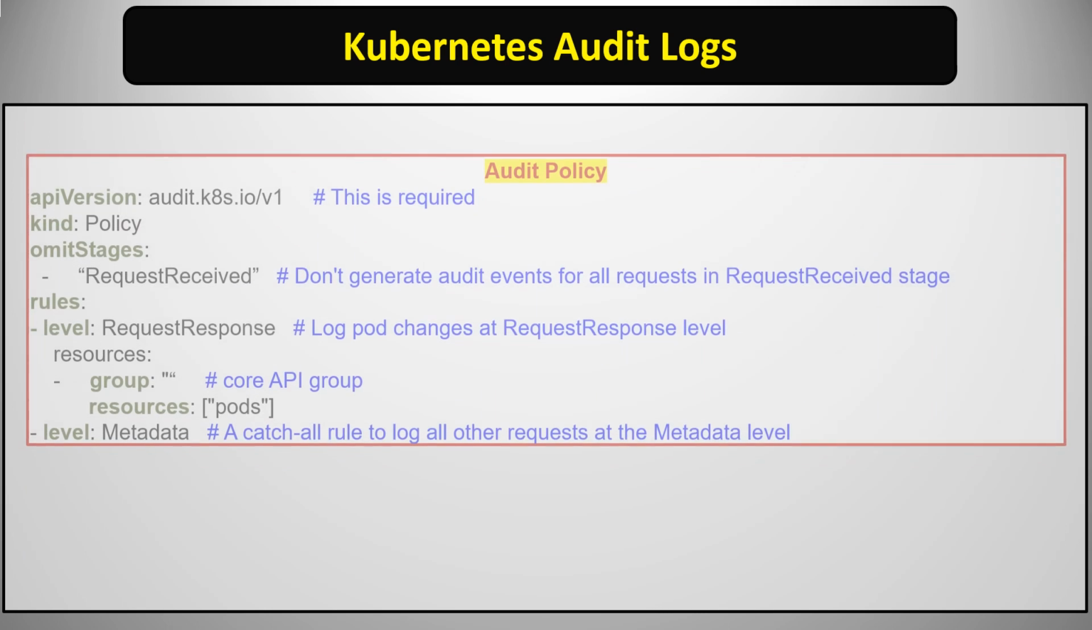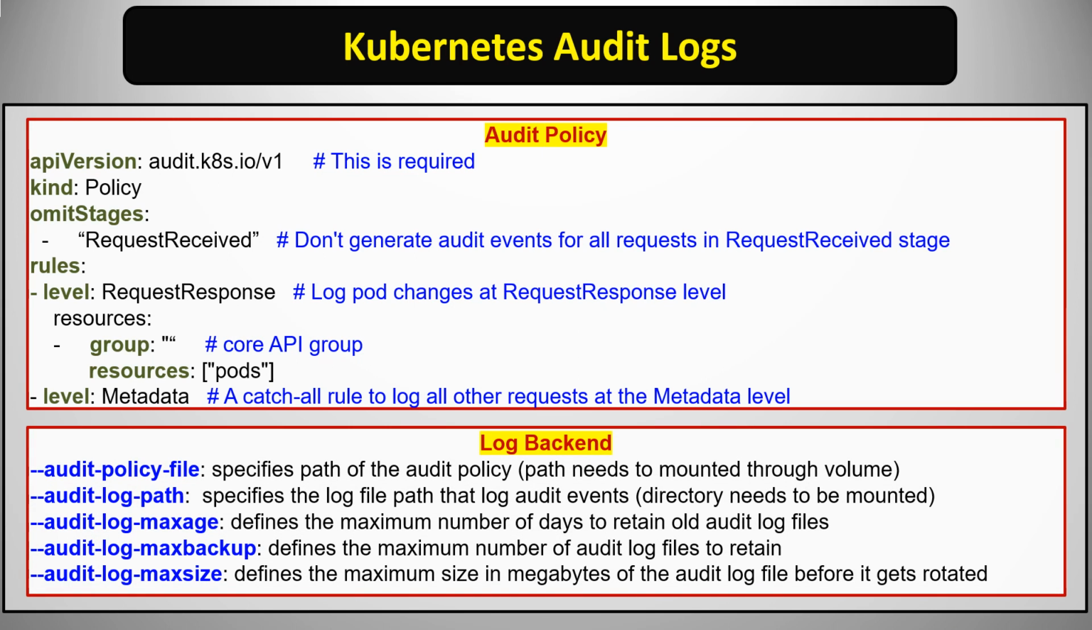Now here is a sample audit policy file. It defines the rules for what to log and at what level. Notice how it skips the request received stage to reduce the noise and focuses on logging pod changes in detail. The catch-all rule logs everything else at the metadata level. This balance keeps your logs meaningful without overwhelming your storage.